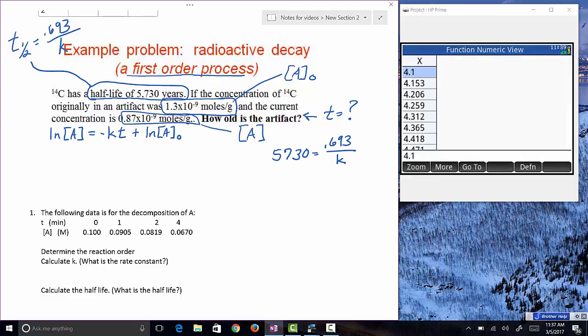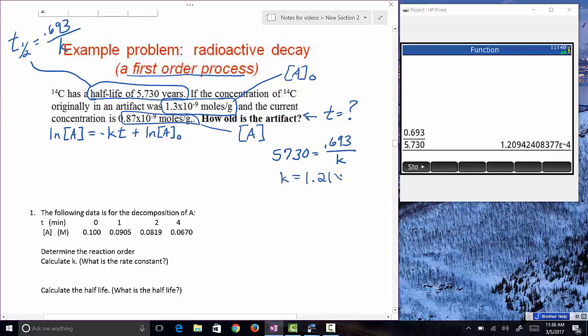So let's get back to our function app and our number view. A lot of times after you've done stuff in stats, when you go back to your number view in your function, you get this little spreadsheet looking thing. Just hit escape for that, and that takes you back to your regular calculator. So we want to do 0.693 divided by 5730, and that gives me a k value of 1.21 times 10 to the minus 4. So we're going to plug that in with the other numbers.